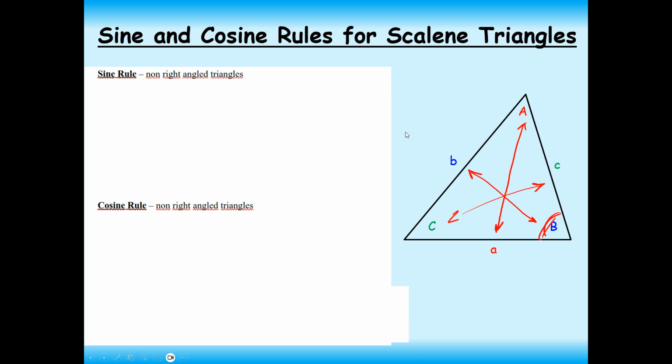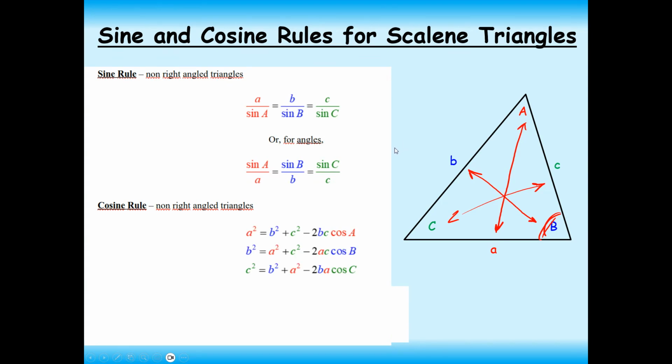Now, I showed you the derivation of these rules. Make sure you remember them. If you just remember one of these rules, that's enough for the rest. It's not that you have to remember six different formulas, it's just the same formula rearranged.